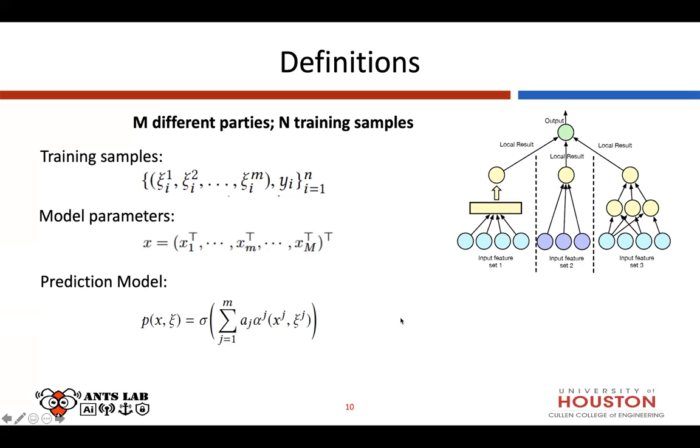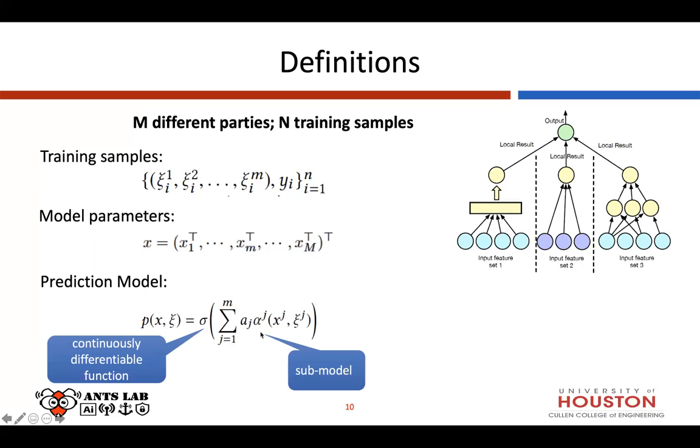And for this prediction model, alpha is the local prediction result, and this sigma function is a continuous differentiable function. It can aggregate the local intermediate predictions alpha weighted by AG. So the final prediction P is made by merging the local intermediate results through a linear combination followed by a nonlinear transformation. And usually we can set this sigma function as a softmax function.